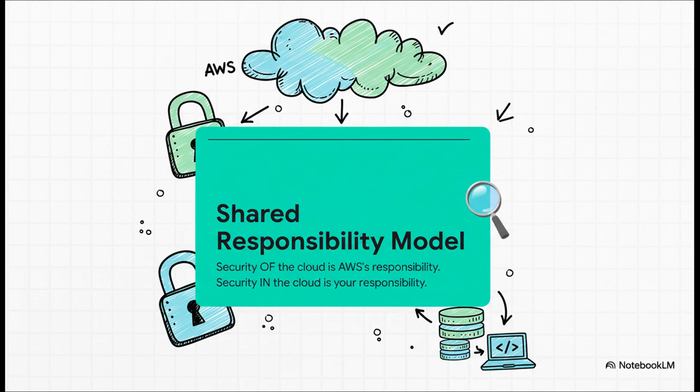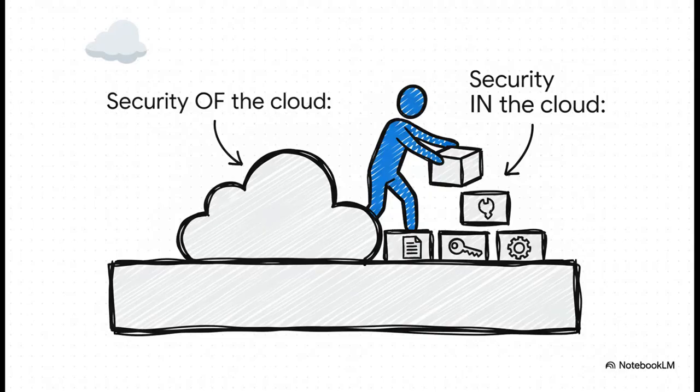So picture AWS as the company that owns and manages a super secure apartment building. They handle all the physical security. We're talking the building's foundation, the main doors, security guards at the front. That part, that's security of the cloud. But then you're responsible for everything inside your own apartment. You know, locking your door, deciding who gets a key, and that's security in the cloud. See the difference?